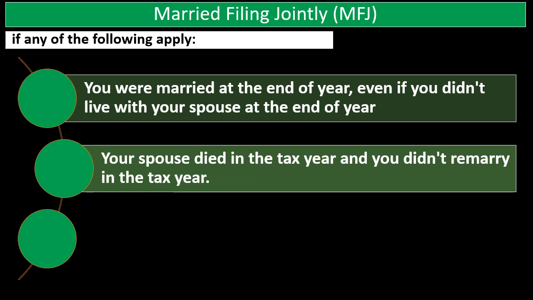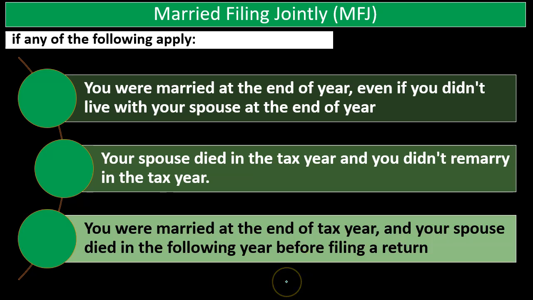Well, if there's a death that happened in that tax year and there was no remarrying within that tax year, obviously if they remarried right after the death, then that would be something different. But if not, then your spouse died in the tax year and you didn't remarry, then we've got the married filing joint status, which would be beneficial, better than single status for tax purposes. You were married at the end of the year and your spouse died in the following year before filing taxes.